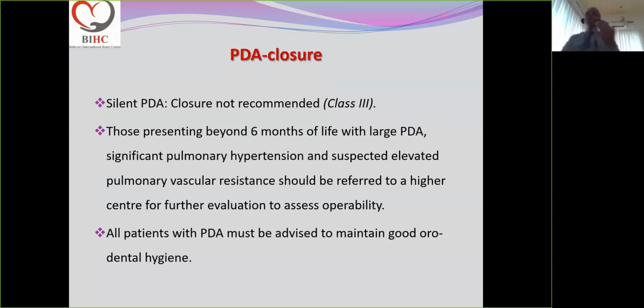Those presenting beyond 6 months of life with a large PDA should be referred by all pediatricians to a higher center for evaluation to assess operability, including deviceability. And all patients with PDA must be advised to maintain good oral and dental hygiene because we will be concerned about infective endocarditis in them.